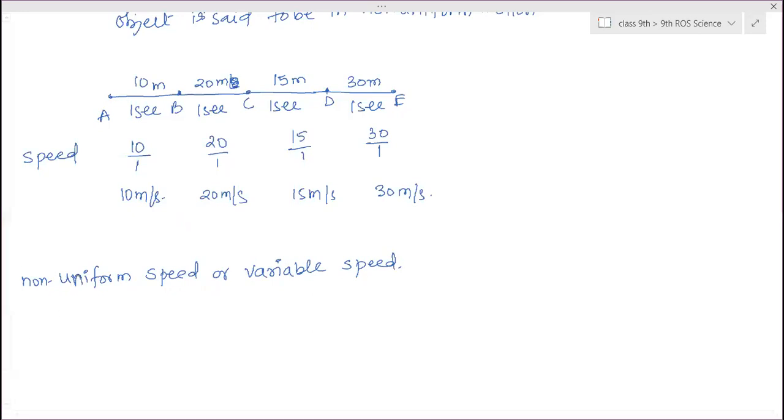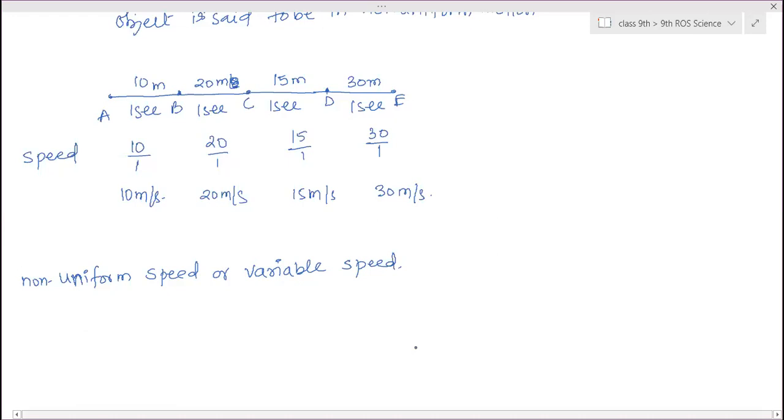Just like when you're riding a cycle, when you see there is more traffic, you decrease your speed, so you will cover less distance. When no one is there on the road, you will increase your speed. That way, you will cover different distances, more distance in the same interval of time. So therefore, most of the time, a vehicle always moves with variable speed.